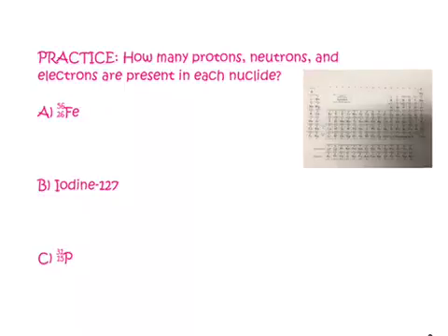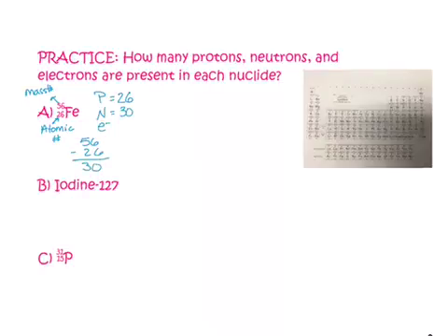So if we practice, how many protons, neutrons, and electrons are present in each nuclide? So we're going to have to do a little math. And so for iron, we know that this number here is our atomic number, and the top number is our mass number. And so if we want to know the protons, we look at the atomic number, so we know there's 26. To figure out neutrons, you subtract 56 minus 26 to get 30 neutrons.